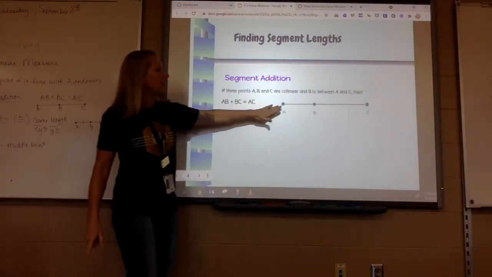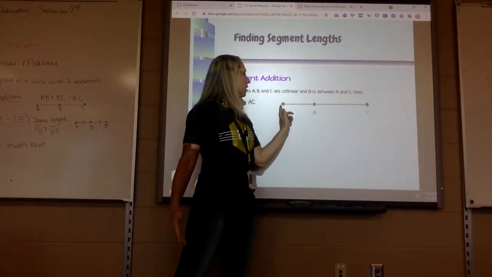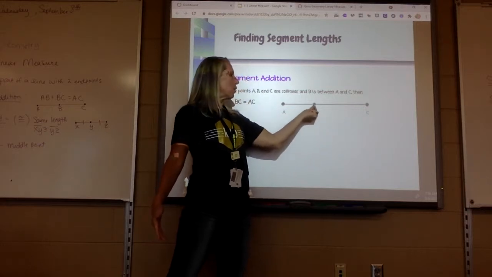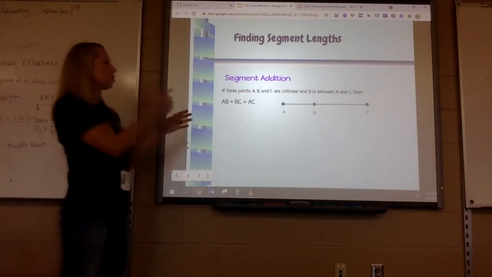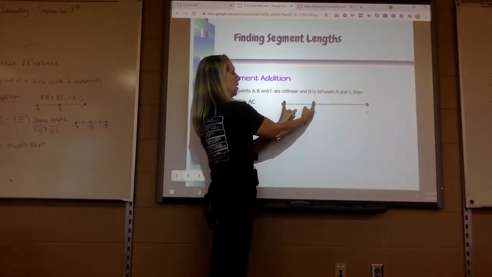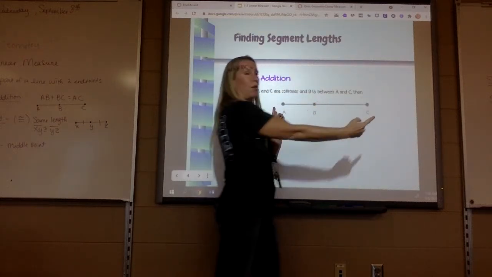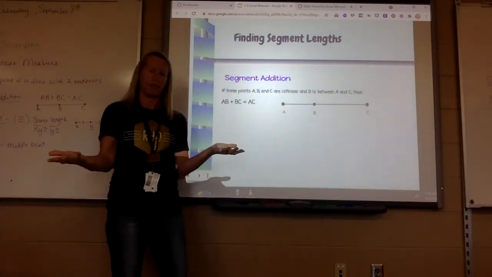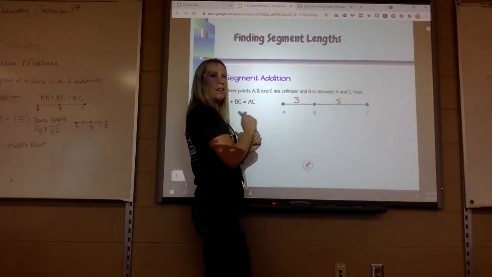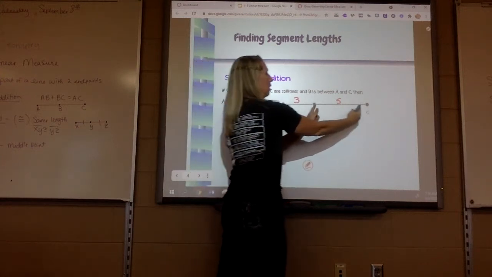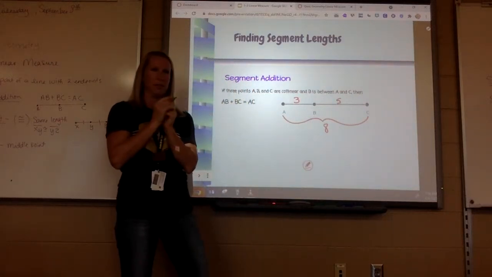This is called segment addition. If I have a full segment, segment AC, and point B is somewhere in the middle, it doesn't have to be right in the center, would you agree that if I take segment AB and add it to segment BC, I would get the whole thing, AC? Hopefully that's common sense. So if this was 3 and this was 5, this segment plus this segment would give me the whole thing, 8. Does that make sense?